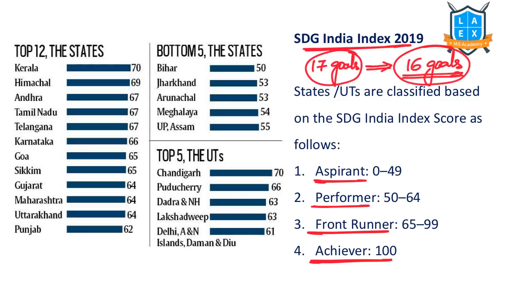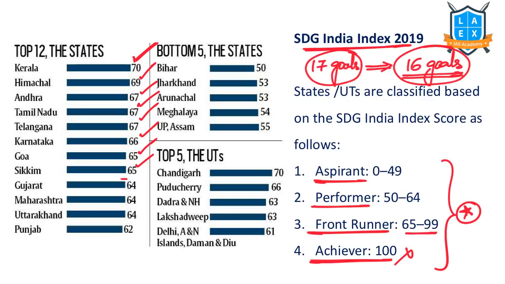Under that, there are many targets. So, based on the score of various states, these are categorized like this. There is no achiever state as of now, but there are many front runner states. Let us understand. Kerala topped in the SDG India Index. Kerala, Himachal Pradesh, Andhra Pradesh, Tamil Nadu, Telangana, Karnataka, Goa, Sikkim. These are in which category? Front runner category. After that, many states are in performer category.